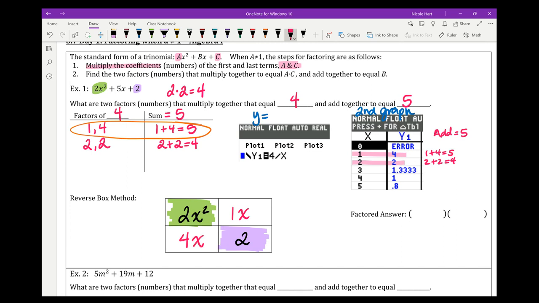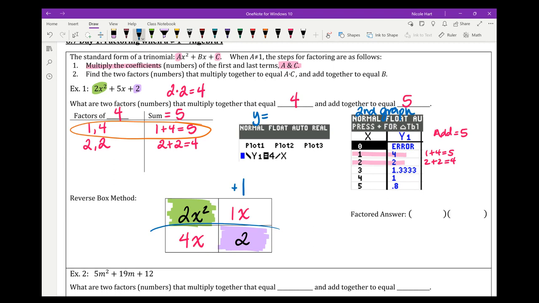So we have the boxes filled in, but we need to figure out, when we did box method, remember across the top and across the side, we had x's and numbers. So we need to figure out what is going to go there. So I'm going to individually look for the GCF, the greatest common factor, of each column and each row. So I'm going to start with the right-hand side. So 1x and 2. The greatest common factor between those is just going to be a 1, and we're going to make it a positive 1, because both of those are positive.